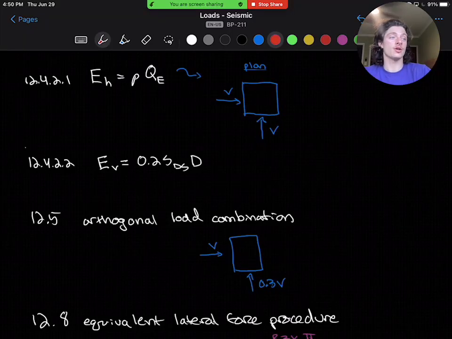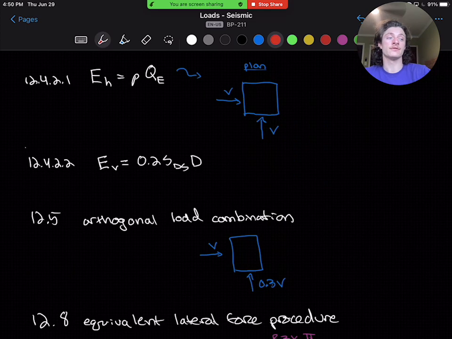12.4.2.1 details the horizontal seismic load effect, EH. The first equation calculates EH as rho times QE, where QE is the effect of the seismic force from V, our base shear, applied simultaneously in two orthogonal directions. Now we'd use a different equation from 12.4.3.1 if we're using the overstrength factor instead of rho here.